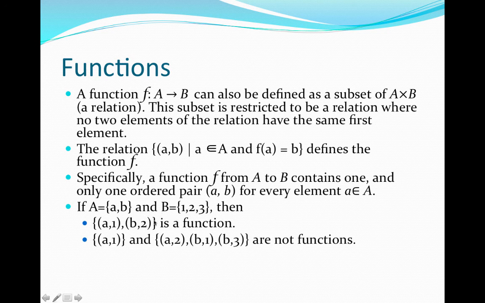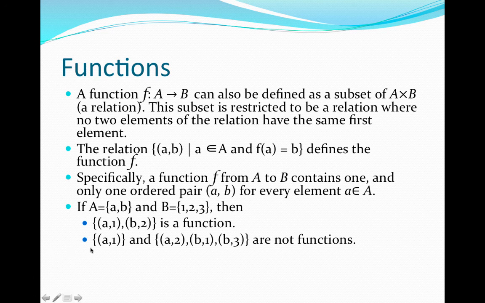So the following set {(a,1), (b,2)} would define a function because each element of A occurs exactly once in an ordered pair and is assigned to exactly one element in B. Right? So this means that our function f defined in this way would assign a to 1 and b to 2, and this would be a function. However, these other sets down here are subsets of A cross B, or the Cartesian product of A and B, and they are relations, but they are not functions.